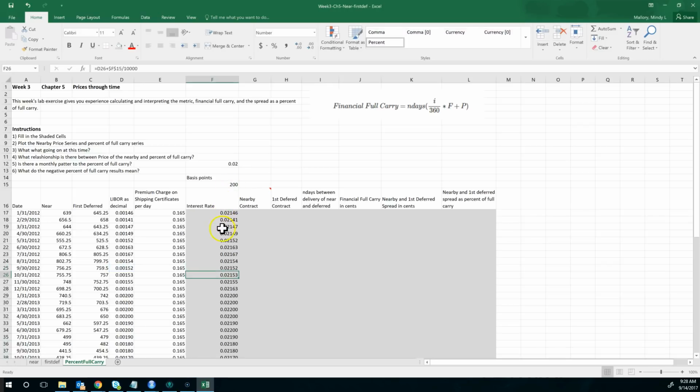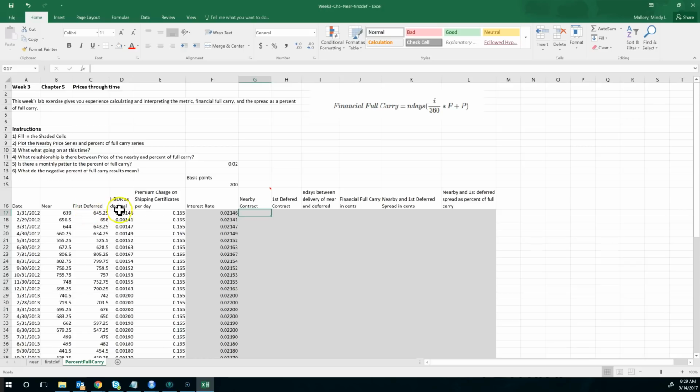Okay, so now we have the interest rate column calculated. That will serve as this spot in our financial full carry formula. Let's move on to the next columns, G and H. Columns G and H are not so much of a calculation, but I wanted you guys to make sure you could work through where I got these nearby and first deferred contracts from. So I just want us to think through in each row which contract will be the nearby and which will be the first deferred.